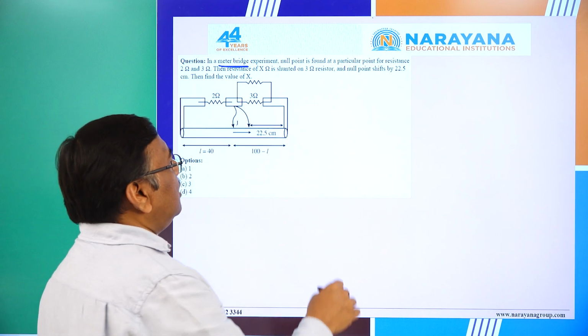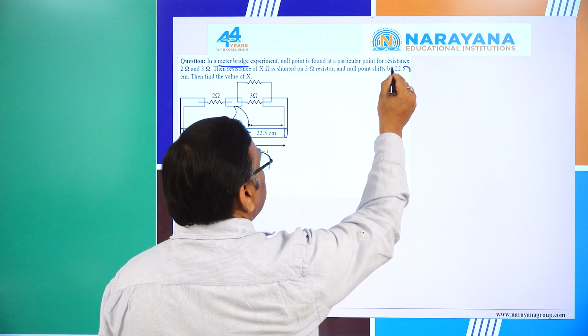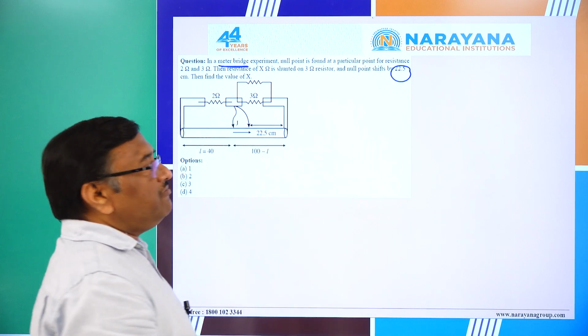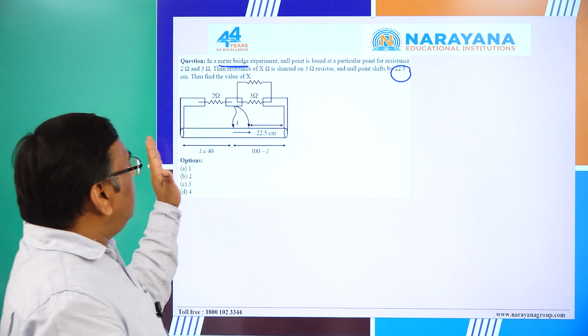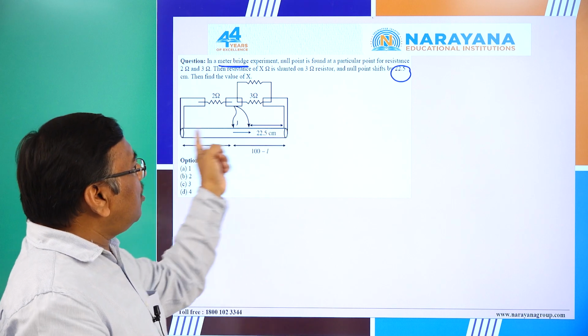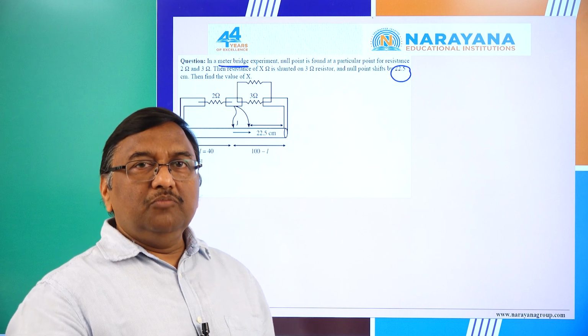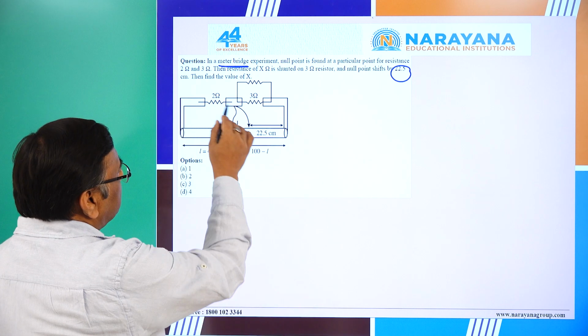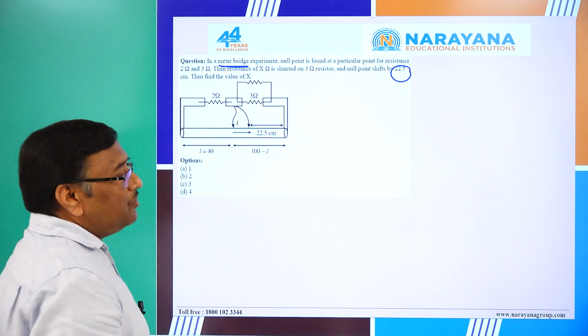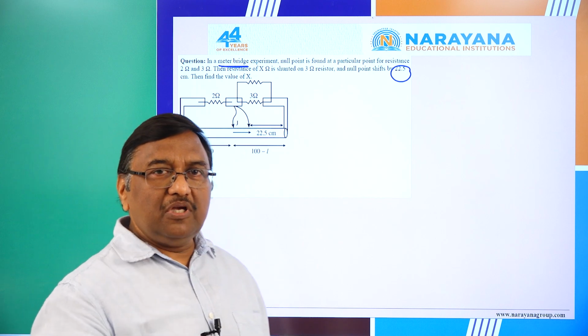So the most important thing for this question is what? He is saying it is shifting by 22.5 centimeter. The shifting may be away from the left junction or it may be towards the right junction. In which direction do we have to move? I think it should have been given in the question paper, but again this is a memory based question paper, so somebody might have told the question.